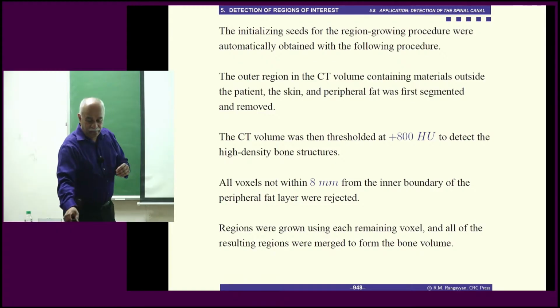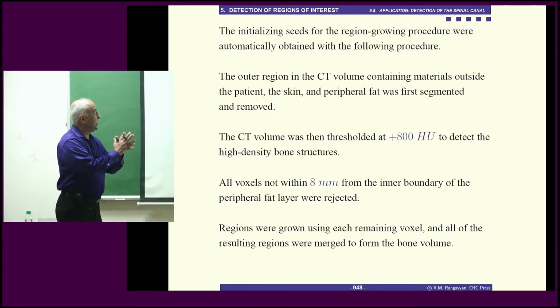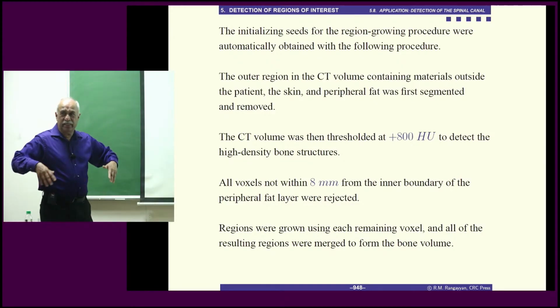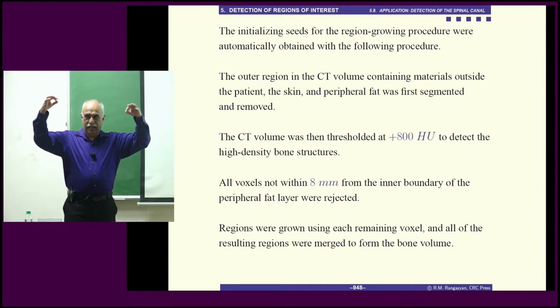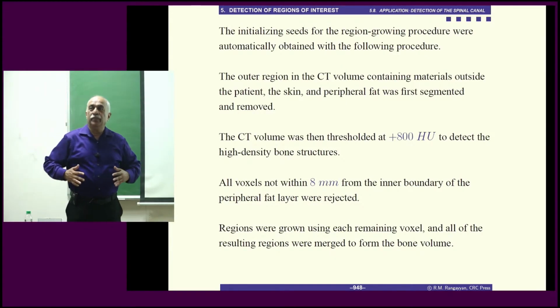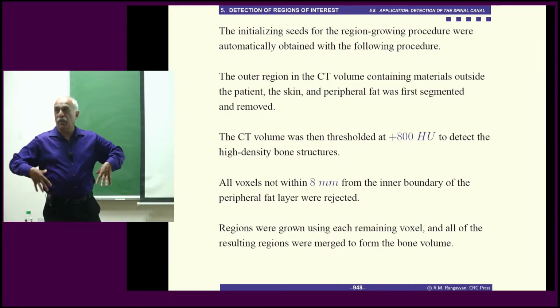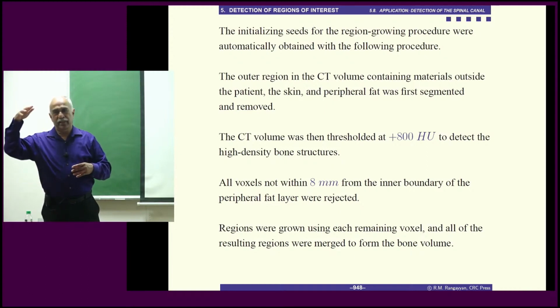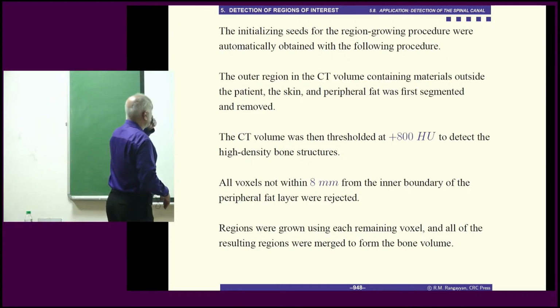So we said we need to get to the spine, but we will come from outside. The outer region of the CT volume containing the materials outside the patient's body, the blanket and other things, were all segmented. You start from the outer boundary of the image and grow inwards, allow some variation, up to the skin. The advantage in using CT images is you know the Hounsfield unit values for all of these structures. They're tabulated and there are references that give you values with and without contrast medium. I'll give you those numbers later on or as we go.